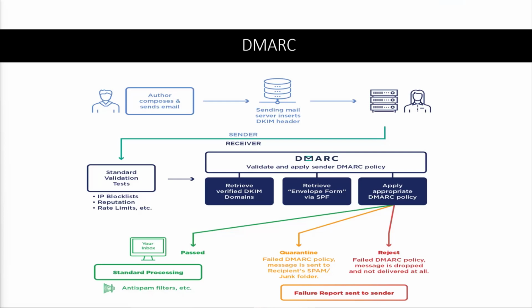Next up here would be our DMARC policy. So I'm sending an email as before. The sending email is including the DKIM header on the email, and our receiving end receives it. Of course, it goes through all the standard tests that typically anti-spam systems and email systems do. But next up, it will validate the DMARC.